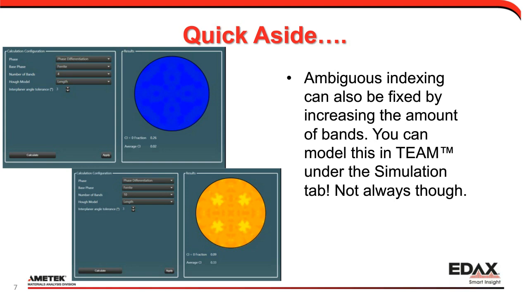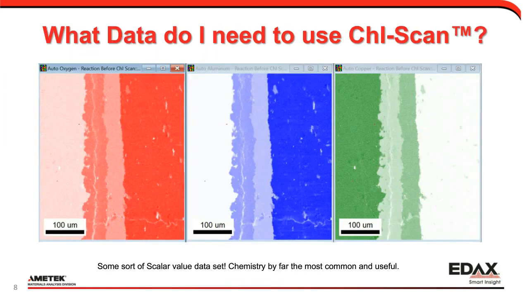So it's just one way of looking at your data to understand why things can be the way they are. So what data do I need to use Chl-Scan? I need two things. One, I need chemistry, which isn't quite true, and I'll get to that. What I really need is some sort of scalar value data set. I just need something that goes from 0, whatever.